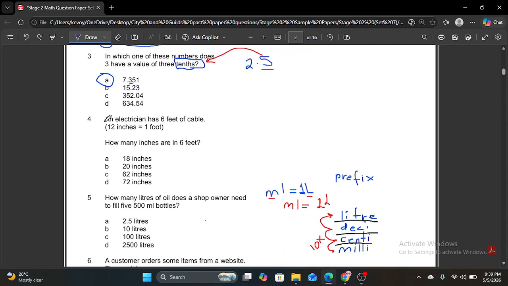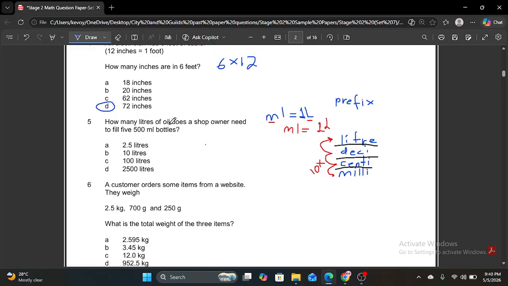An electrician has 6 feet of cable, and you get a key right here. 12 inches is equal to 1 foot. So how many inches are in 6 feet? If 1 foot is equal to 12 inches, that means you're going to multiply 6 times 12, which will give you how many inches you have in 6 feet. So 6 times 12 is equal to 72 inches. Alright, let's look at number 5.